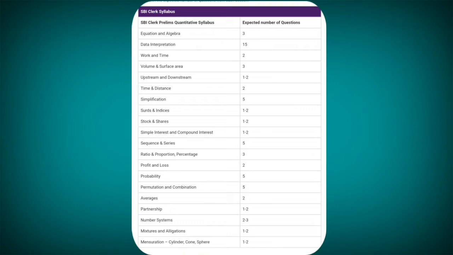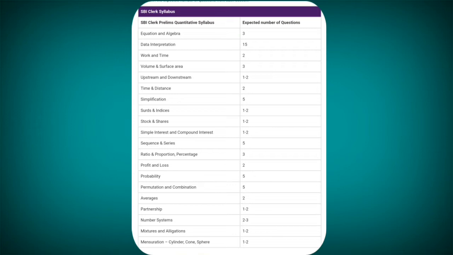Work and Time: 2 questions. Volume and Surface Area: 3 questions. Upstream and Downstream: 1 to 2 questions. Time and Distance: 2 questions. Simplification: 5 questions. Surds and Indices: 1 to 2 questions. Stocks and Shares: 1 to 2 questions. Simple Interest and Compound Interest: 1 to 2 questions. Sequence and Series: 5 questions. Ratio and Proportion.